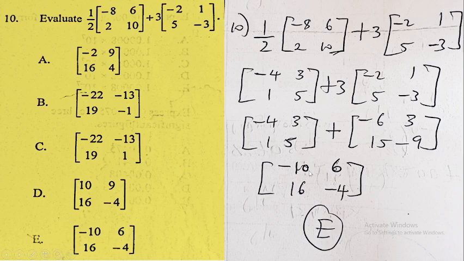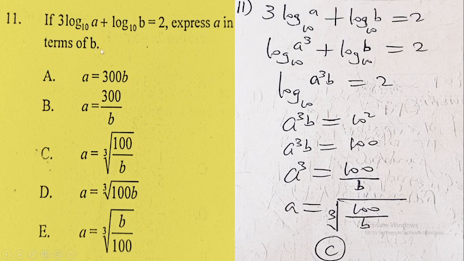Let's move to the next question, which is on logarithm as well. The question says that if 3 log base 10 of A plus log base 10 of B is equal to 2, we are to express A in terms of B. So you can apply laws of logarithm here. The first thing we do is take this 3 to the power of A according to the law. Then we have log base 10 of A raised to the power 3 plus log base 10 of B is equal to 2. Then we can apply the law of logarithm here that this will give us multiplication. By so doing, we have log base 10 of A raised to the power 3 times B is equal to 2.